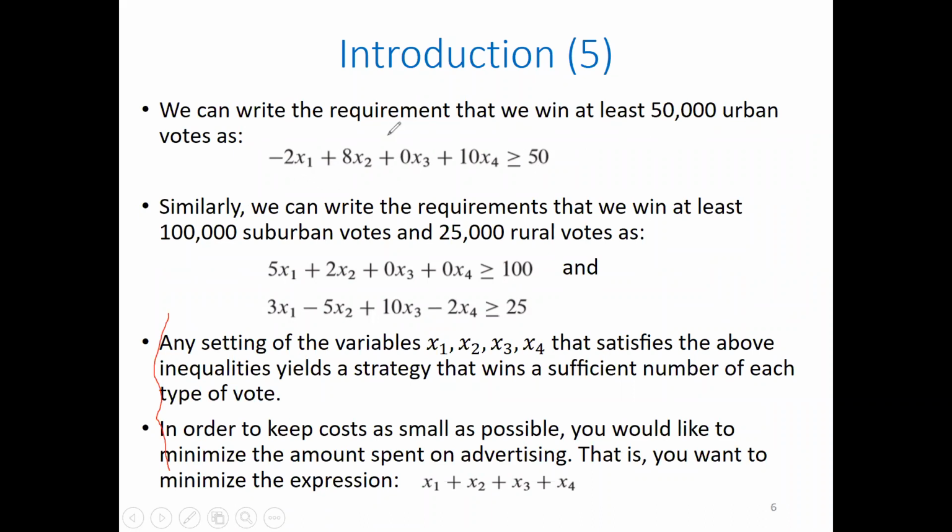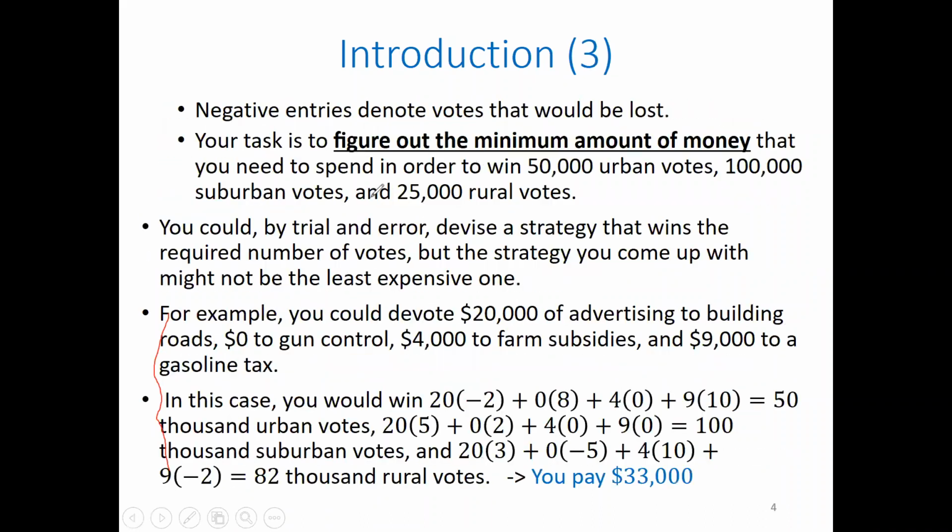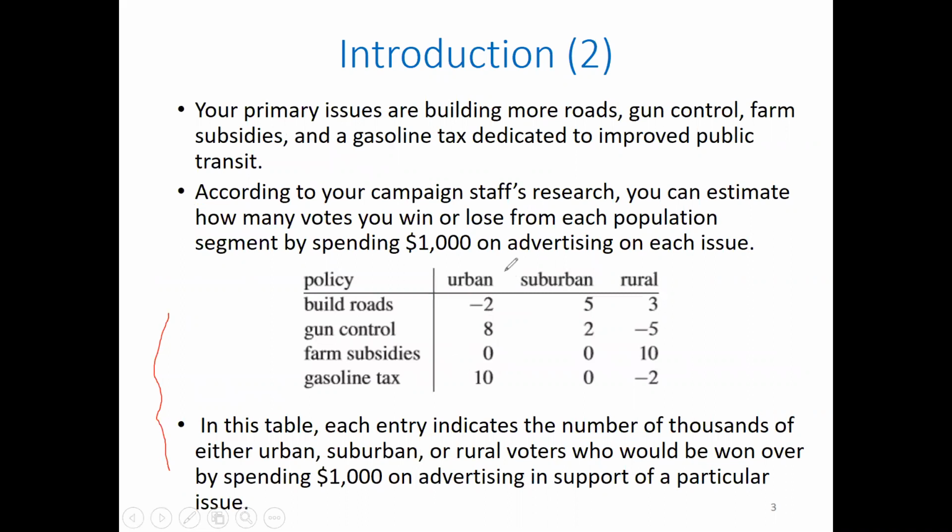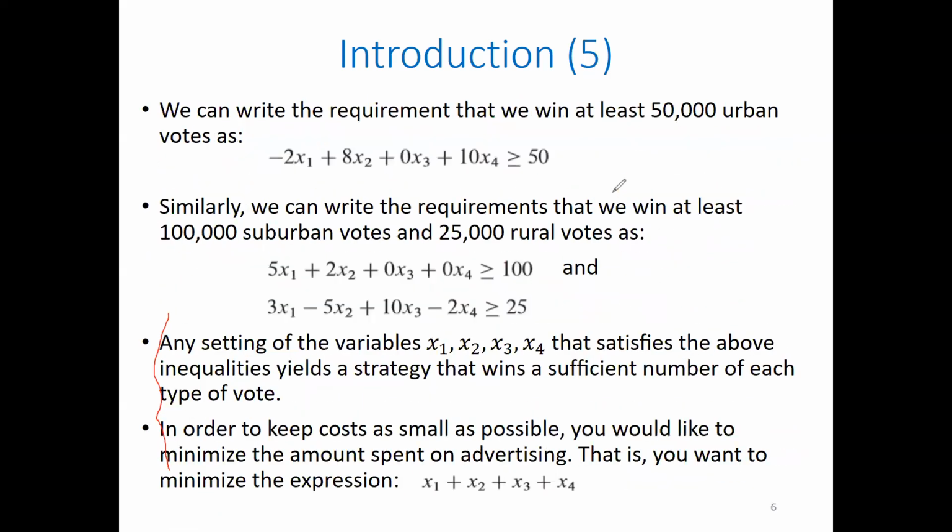So I should take the first column of the table. Okay, so I say minus 2 times x1 plus 8 times x2 plus 0 times x3 plus 10 times x4 should be greater than or equal to 50,000, because I need at least 50,000. So even if it's greater, it's okay.